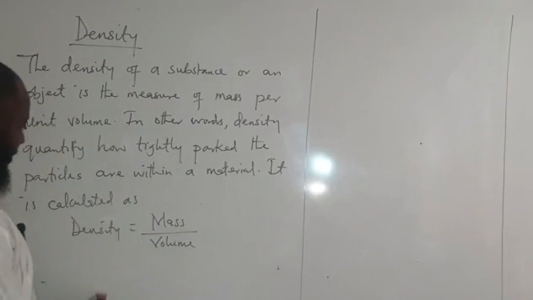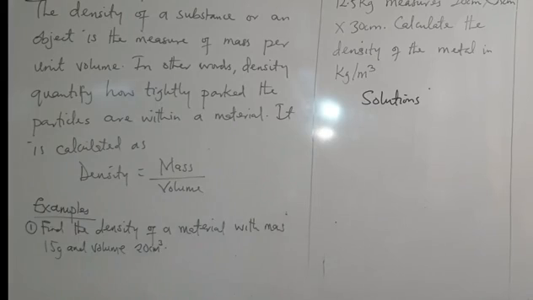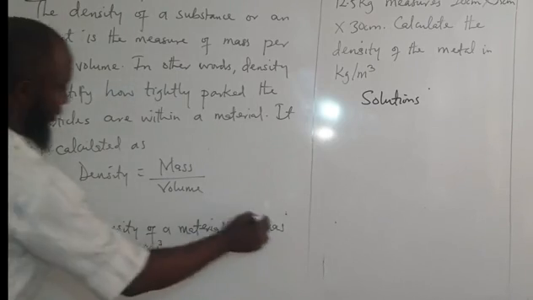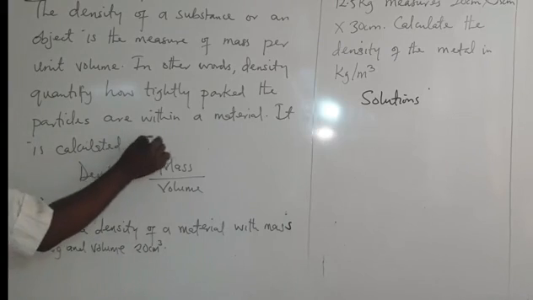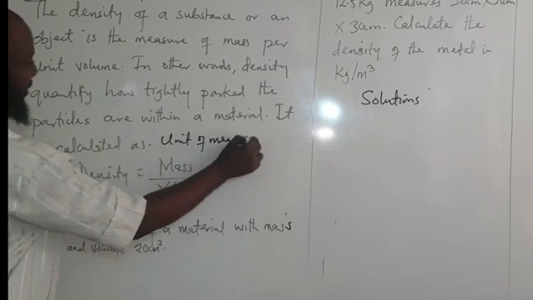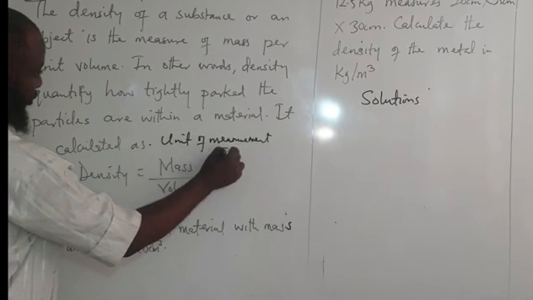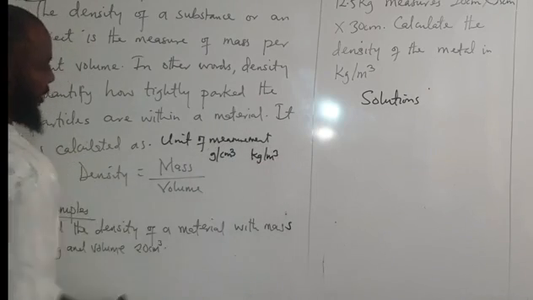So in that case, let's now look at examples on how to apply this formula. We have these two examples. The first one is: find the density of a material with mass 15 gram and volume 20 centimeter cube. Before I move to the question, the unit of measurement of density is either gram per centimeter cube or kilogram per meter cube, either of the two.